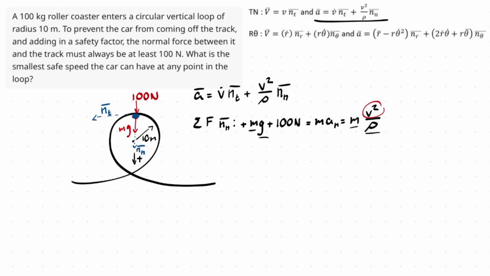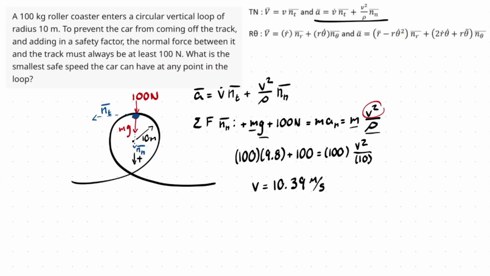So let's plug in our values. So our mass was 100 kilograms times gravity, which is always 9.8. And then plus 100 newtons. And that's going to be equal to our mass again, which was 100, times v squared over rho, which was given as 10. Okay, so now we can just multiply, add, and divide and all that, and we'll get a value for v. I did it beforehand, and the value for v turned out to be about 10.39. And this is in meters per second, right?